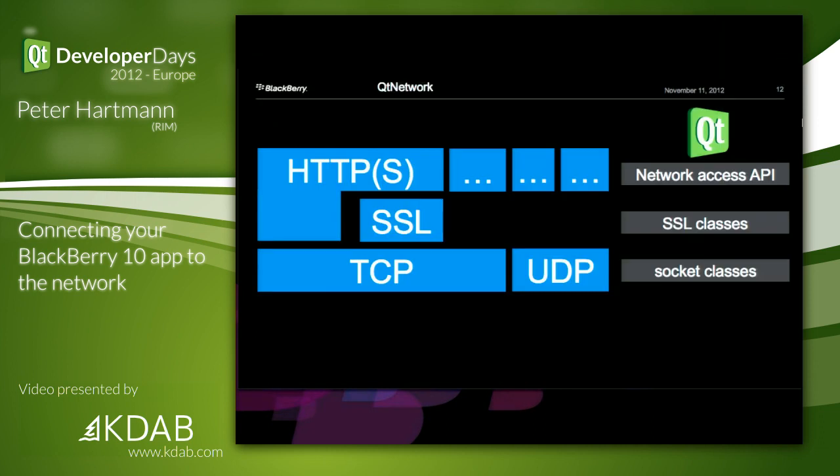Now, back to the stack. Let's move up again. Network Access API, that's how you deal with HTTP and HTTPS URLs. That's, I think, the most common case. Just tell me if you don't agree, but I think if you write an app for a BB10 or for any mobile platform, you're going to use HTTP. So let's look into HTTP.